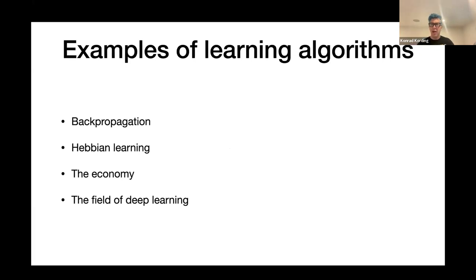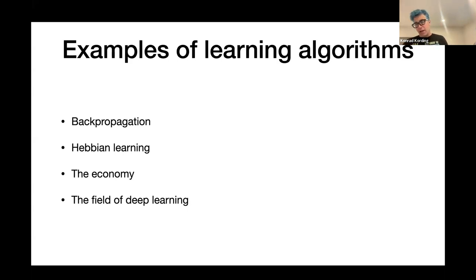Okay, let's talk about learning algorithms. Backpropagation of error is one learning algorithm. Hebbian learning is another learning algorithm. Delta W is a pre times a post times a small little constant. Incidentally, Hebbian learning converges to the largest singular vector of the input distribution.